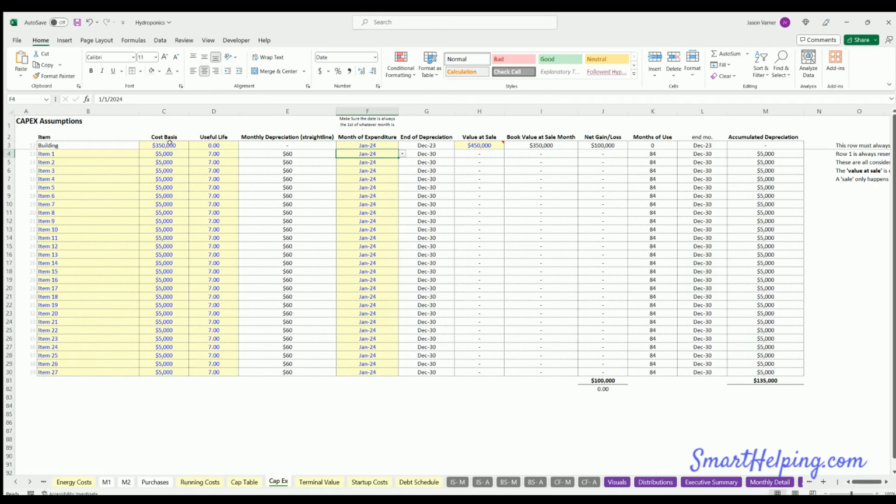CapEx, we kind of went over this. You can plug in your cost basis for any CapEx items, the useful life, and again, put 39 for that. And then the month you actually expend these CapEx purchases or when you buy them. And you can adjust that each year, and again, use the drop downs.